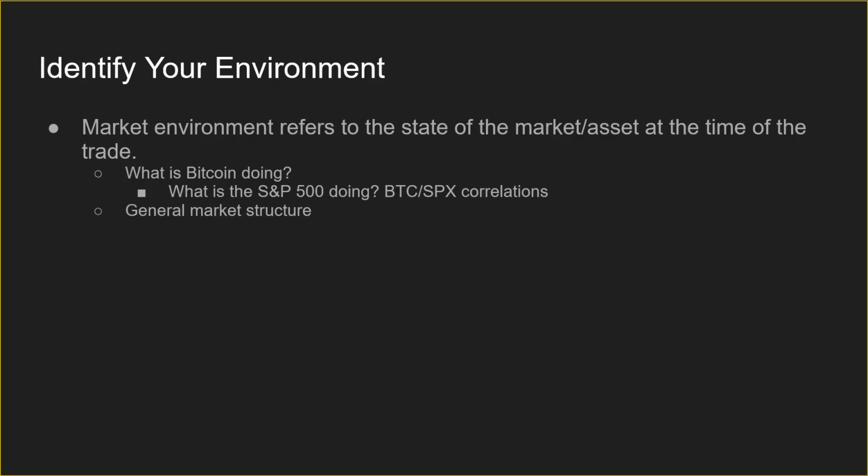We also want to consider the general market structure of the asset. Is the asset in an uptrend or is it in a downtrend? Are we seeing these consecutive higher highs and higher lows, indicating that prices are generally trending up? Or are we seeing a downtrend where prices are generally going downwards?